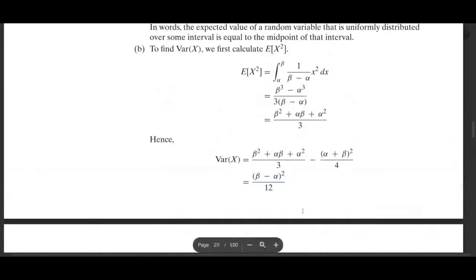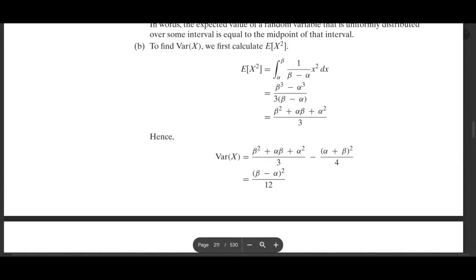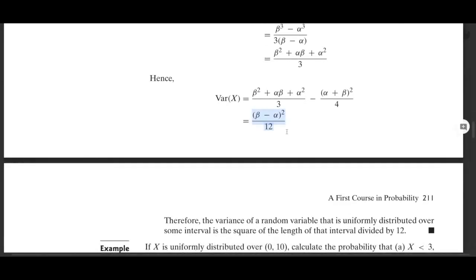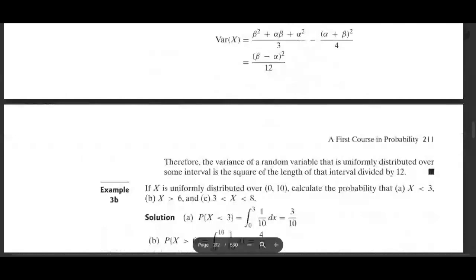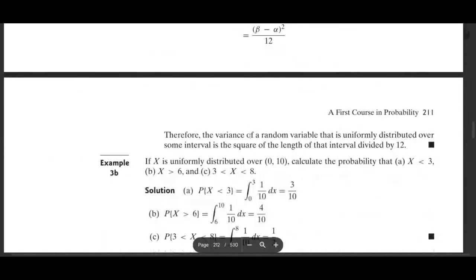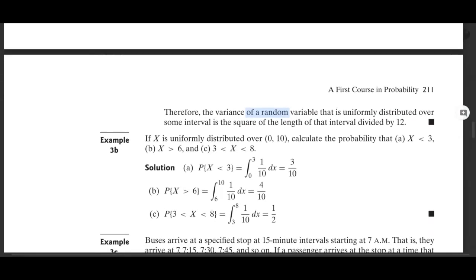So now we have the expected value and the variance formula for the uniform distribution. The variance is (beta minus alpha) squared divided by 12. So the variance of a random variable that's uniformly distributed over some interval is the square of the length of that interval divided by 12. It's the length squared divided by 12. Interesting, huh?